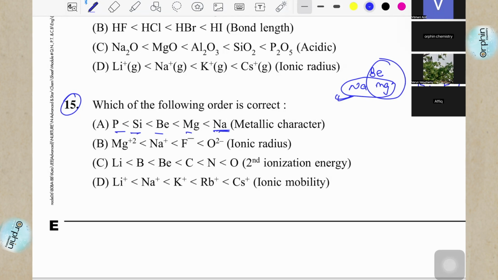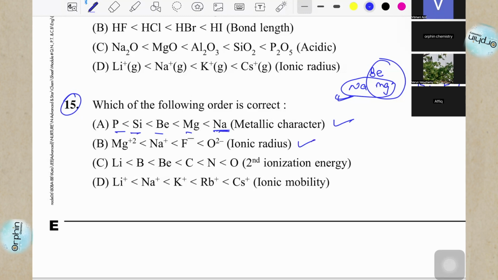Phosphorus and silicon should have the least. Among beryllium, sodium, magnesium, sodium should have the highest. Beryllium and magnesium, magnesium should have more. This is correct here. Ionic radius is also correct. This is also correct.